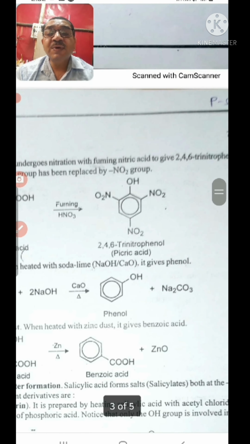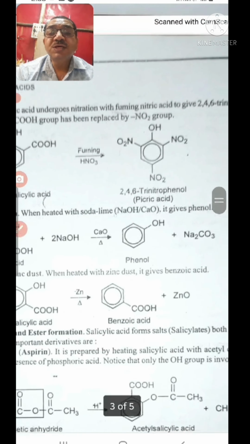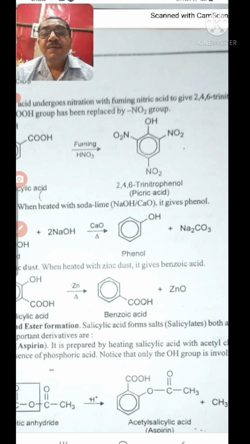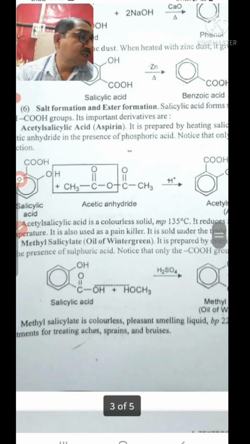The reaction of salicylic acid with zinc gives a reduction product, meaning the OH is removed from the salicylic acid. Here we get benzoic acid. Benzoic acid can be prepared from salicylic acid just by using zinc dust. Now here the salicylic acid part is completed.